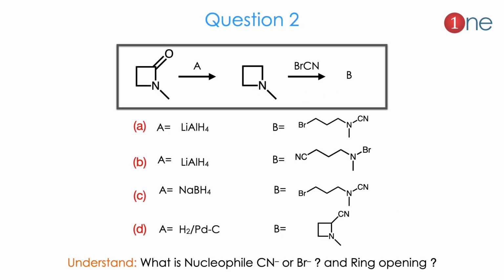Question number 2. Question number 2 contains a 4-member ring which has 1 carbonyl and 1 amine. Basically it's a cyclic amine. They ask you to find the reagent A and the product B. The other reagent they are using is bromocyanide. Here the reagents are lithium aluminium hydride, sodium borohydride, and hydrogen with palladium on carbon. The products are open ring as well as closed ring. Here you have to really understand that the question is about what the nucleophile is, whether CN- or Br-, and whether the ring is opened or not.